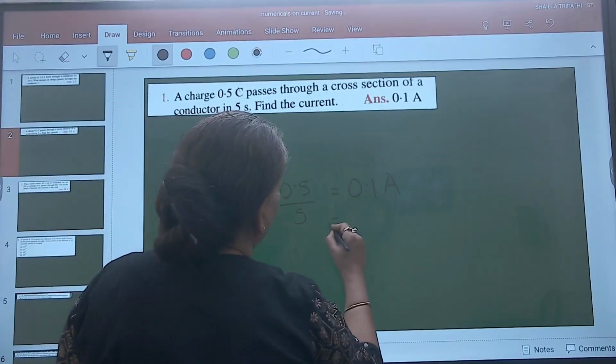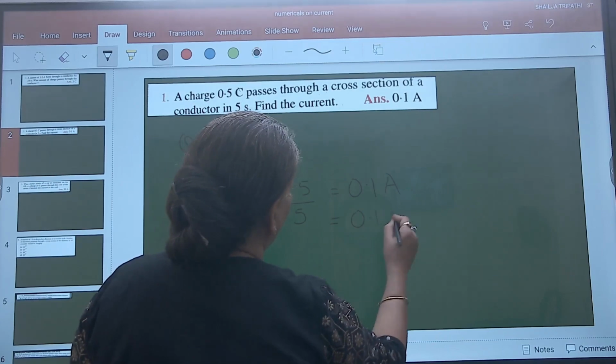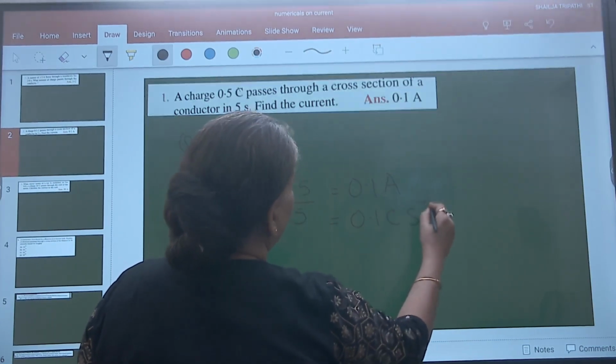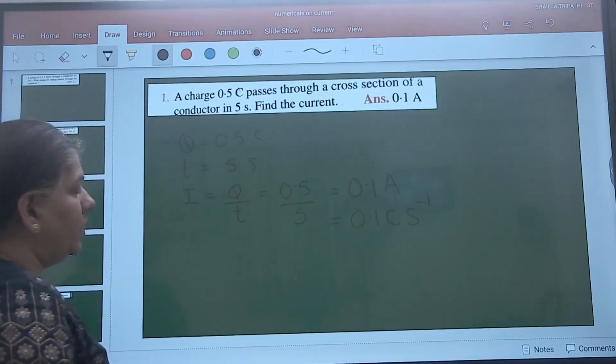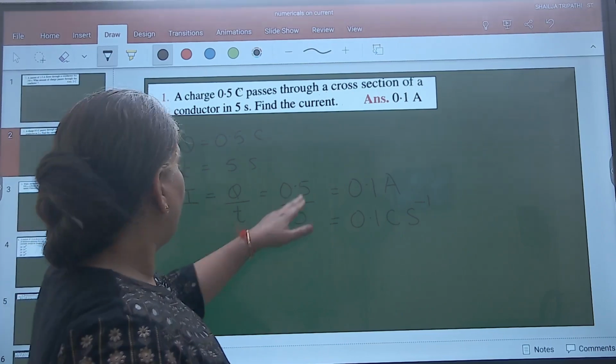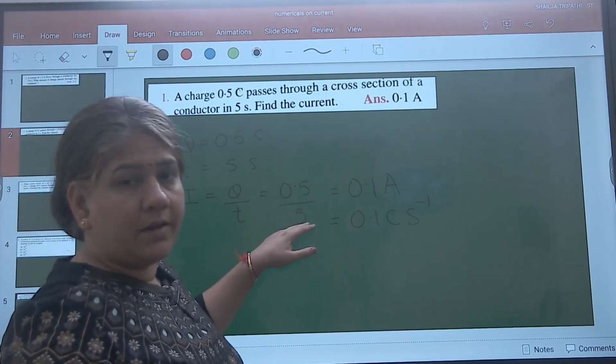Ampere is the unit of current. Or you can also write 0.1 coulomb per second. So another unit is coulomb per second, coulomb upon time, that is seconds.